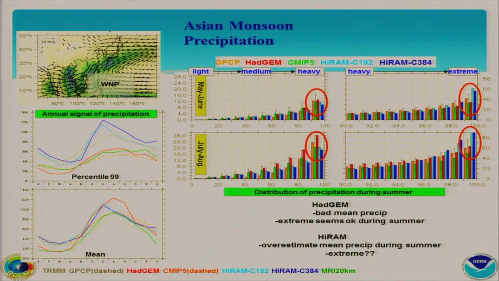And this is the western North Pacific region. Hagen has bad mean precipitation, and the extreme seems to be doing okay during summertime. HIRAM also overestimates the mean precipitation during summer, and the extreme is really too high.